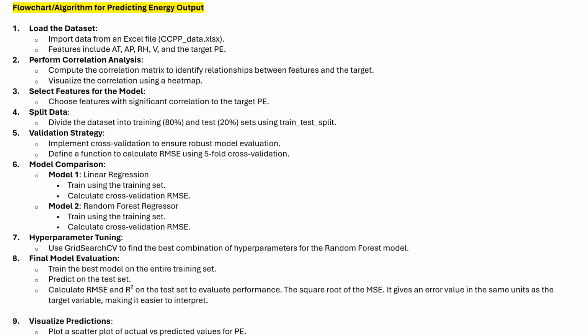Followed by this is the model comparison, where we choose linear regression and random forest. We train the model using the training set and then calculate the cross validation root mean square error. The next is hyperparameter tuning, an additional step that we can include to find the best combination of hyperparameters for the random forest model. Finally, we train the best model on the entire training set and predict the test set. Then we calculate the root mean square error and R-square on the test set to evaluate the performance.